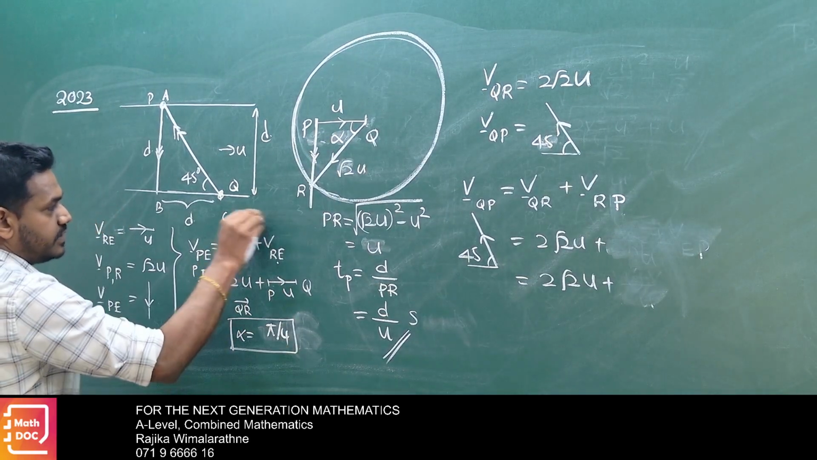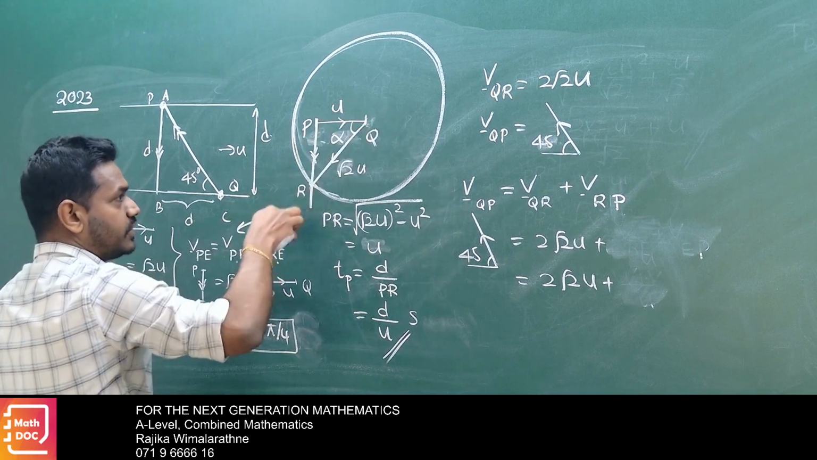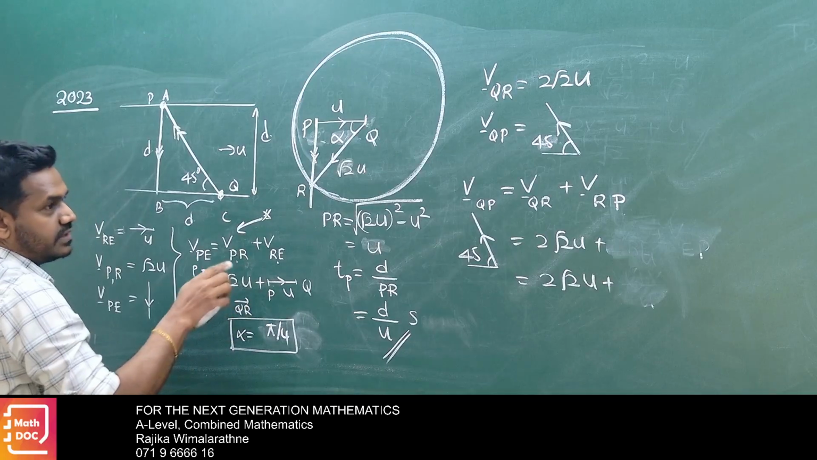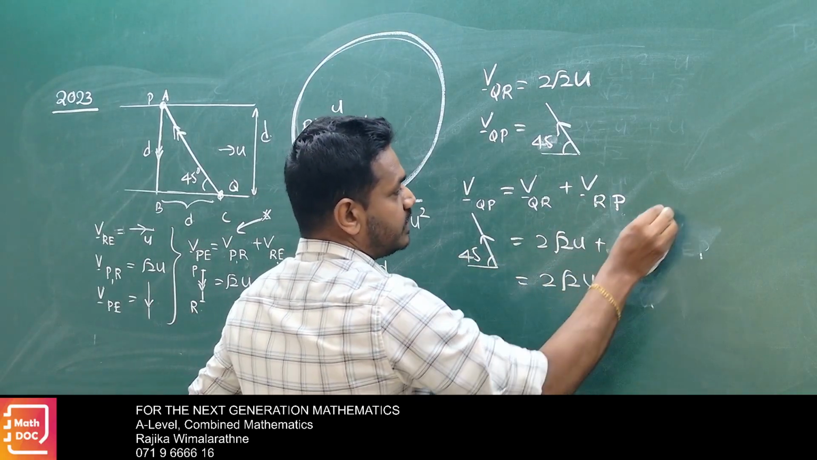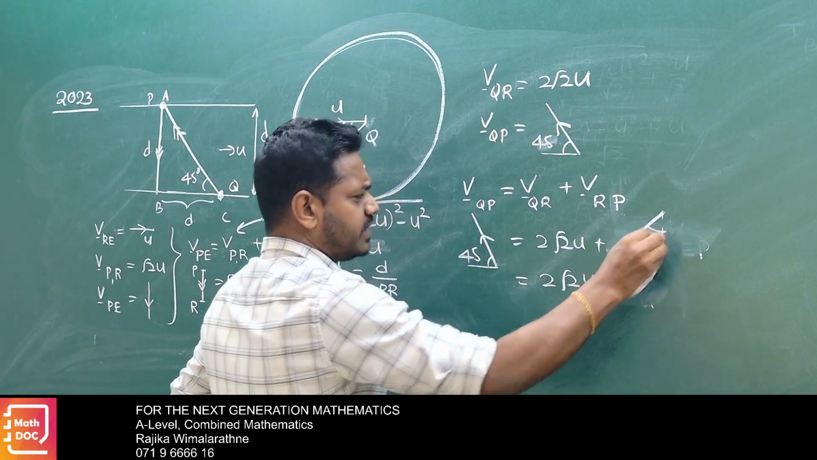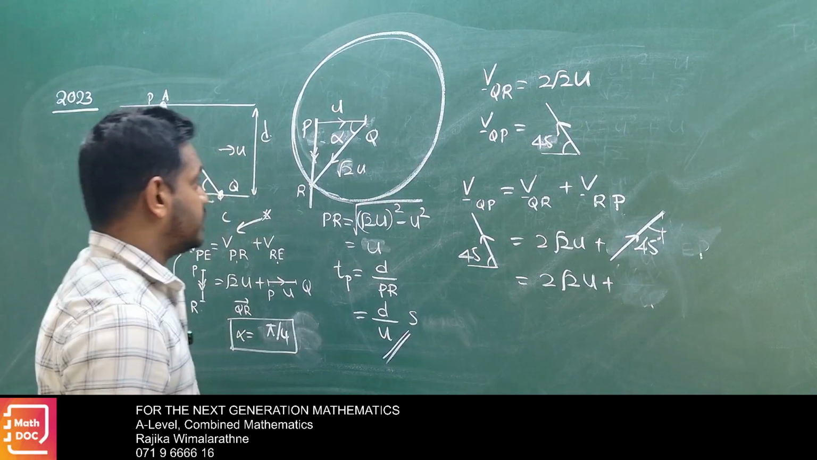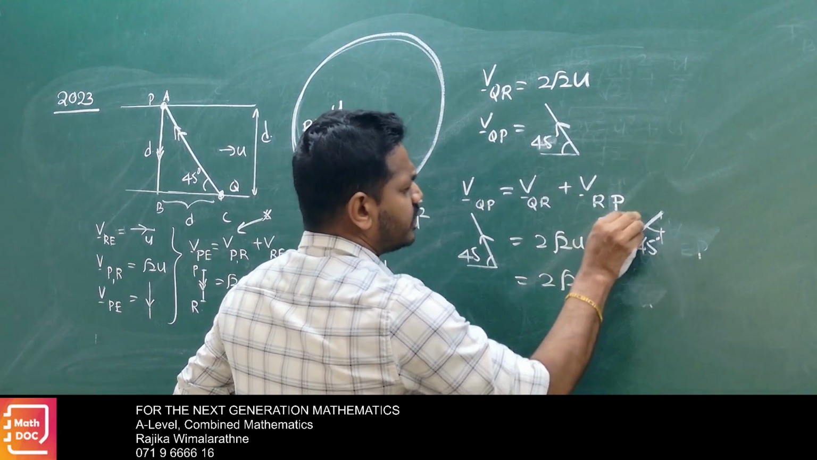Then here velocity of P with respect to R, that is QR vector. Then we need to get the opposite one. Velocity of R with respect to P, opposite direction, 45-degree inclination. So that value is root 2U.